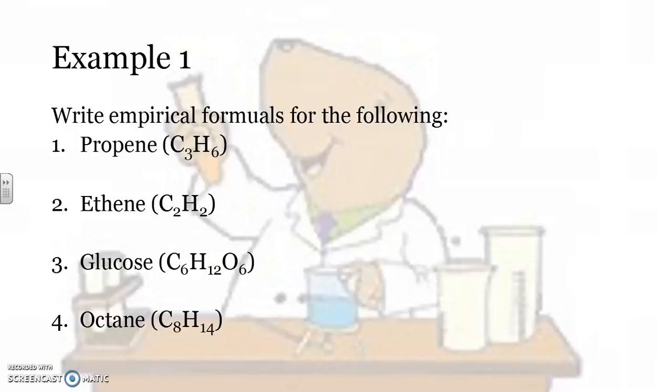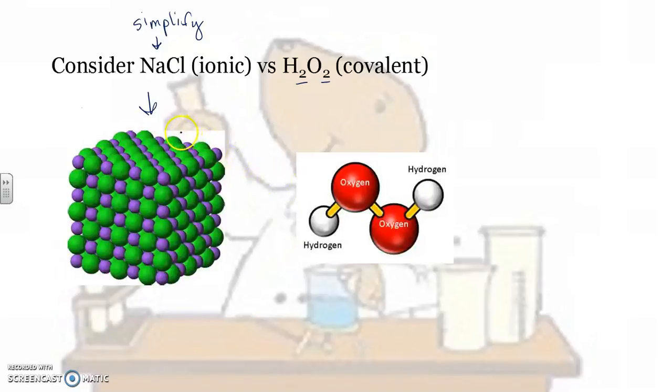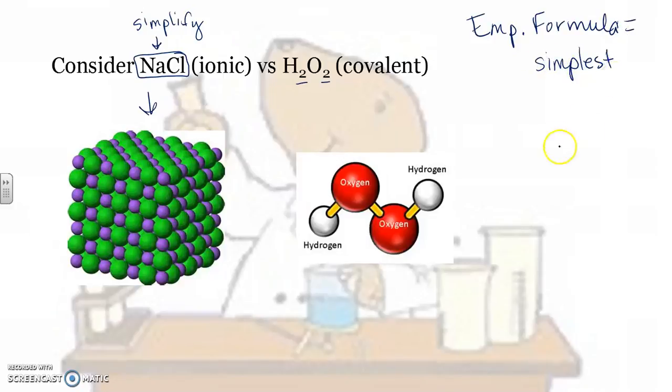All right, so let's go back real quick. Here, this would be considered an empirical formula because it is the simplest formula. The empirical formula, you might want to write that down somewhere, is the simplest formula that you can find for a compound.